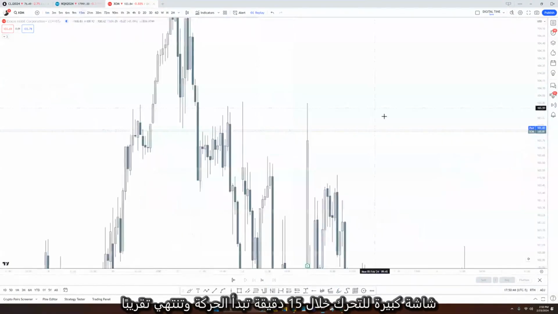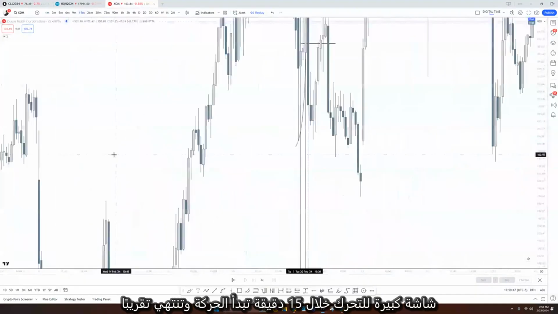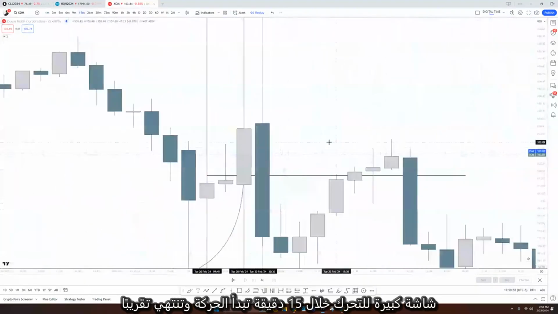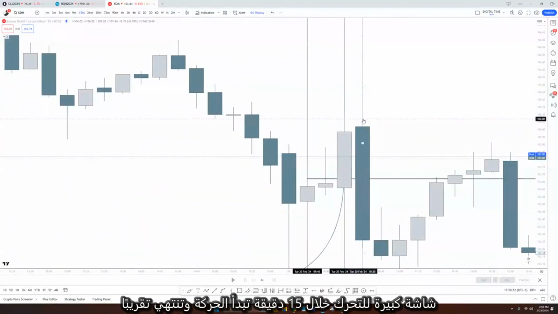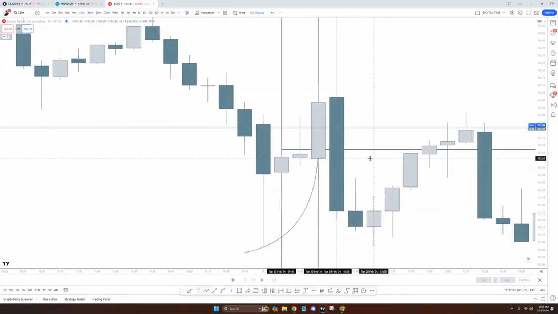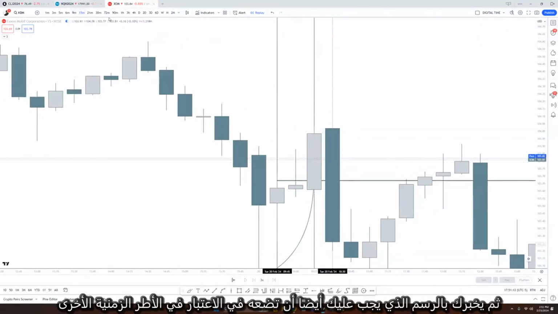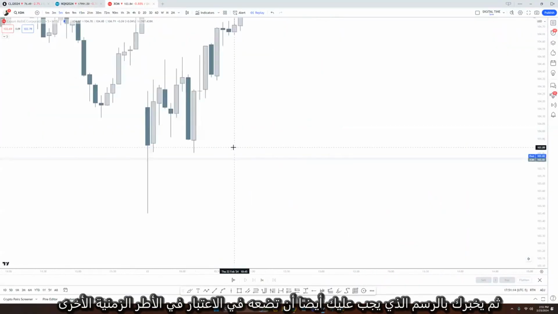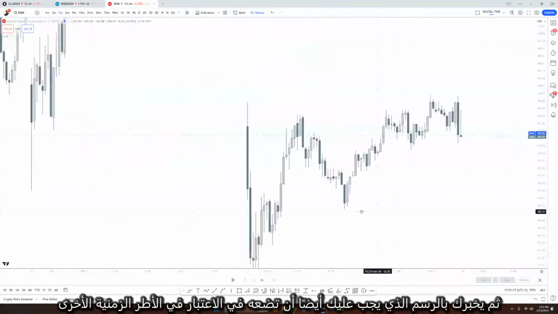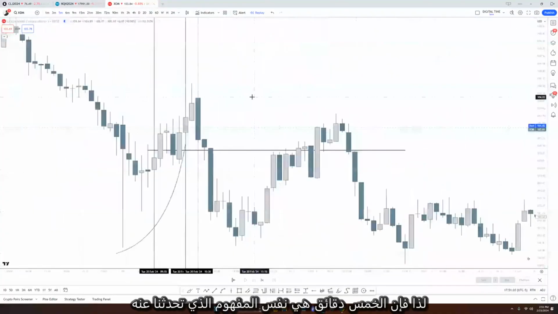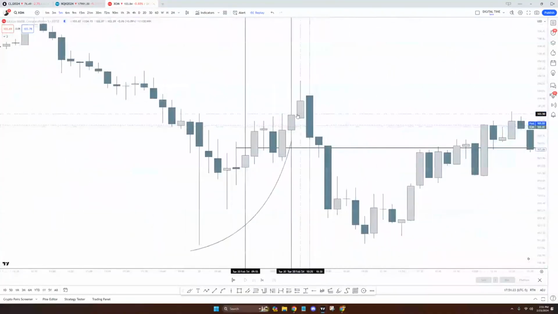Now, when it comes to the actual candles, again, observe the 15-minute time frame. Large displacement move. Within 15 minutes, the move begins and is almost over. But if price begins to go beneath the 50% area with the body of this candle, then it tells you the draw. You must also keep in mind other time frames. So the 5-minute, it's the same concept as we talked about.